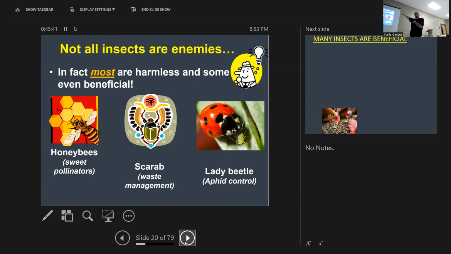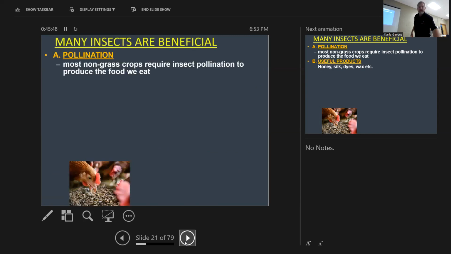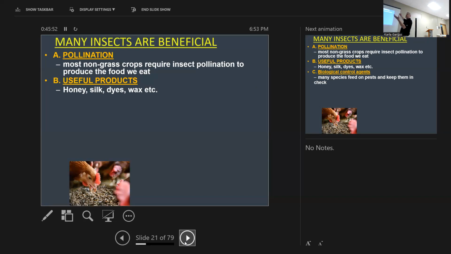But anyway, that's important. Waste management and aphid control for sure. Yeah, very important. There are many different beneficial components of insects. Pollination is obviously one that we are recognizing in a major way.